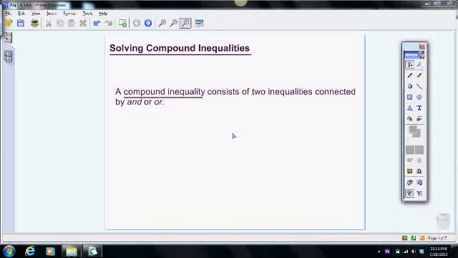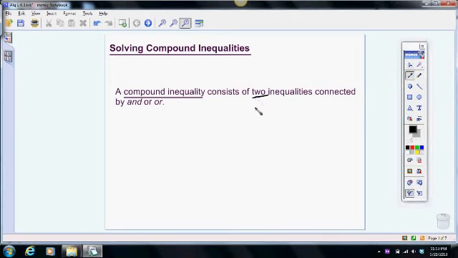In this lesson, we are going to work on solving compound inequalities. But before we can solve compound inequalities, we need to learn what compound inequalities are and how to write them. It says here, a compound inequality consists of two inequalities connected by "and" or "or."